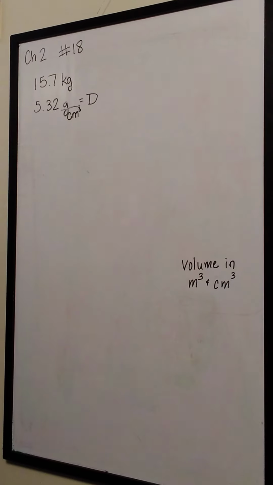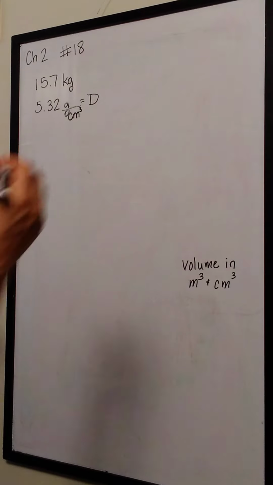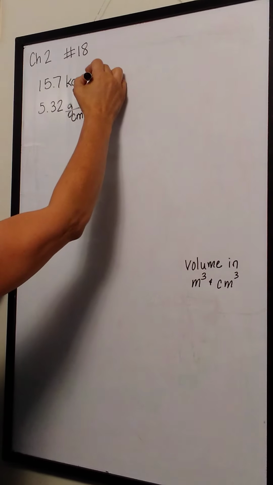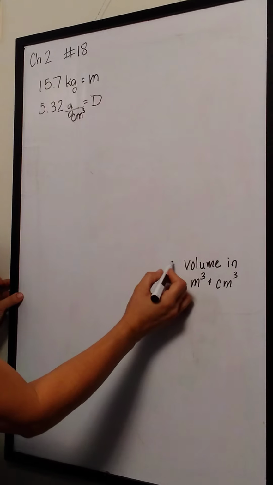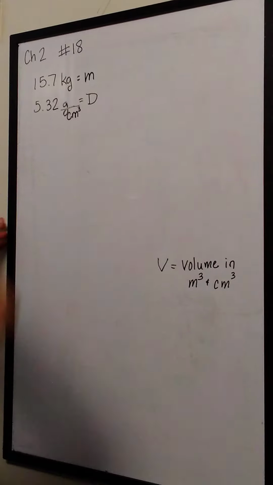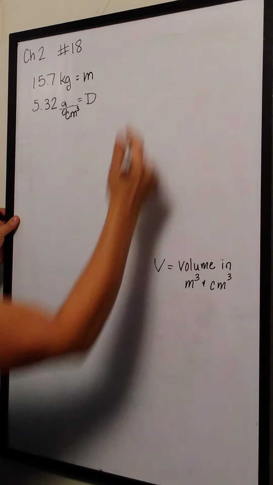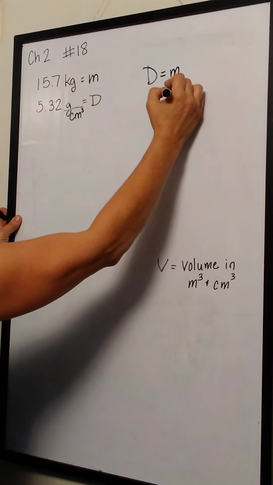So that's density. Of course, kilograms is a measurement of mass. So I'm going to write equals mass. And they're asking for volume. So this is obviously a density problem. Density, mass, volume. Density equals mass over volume.